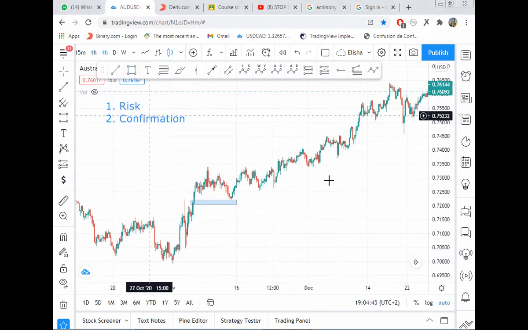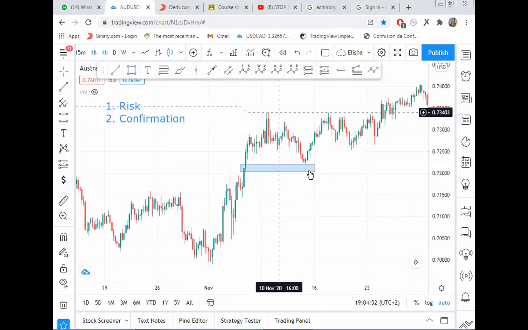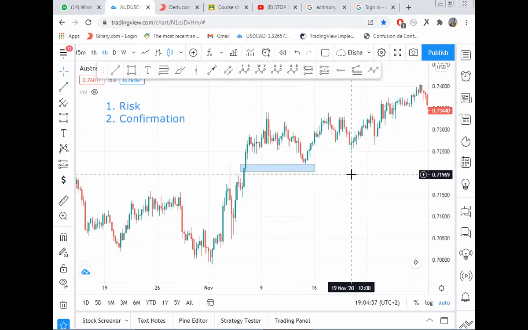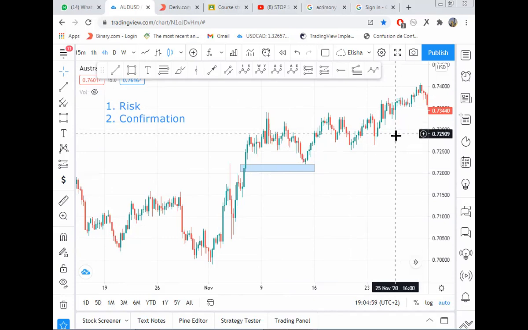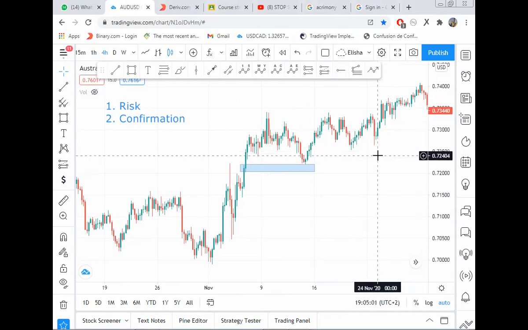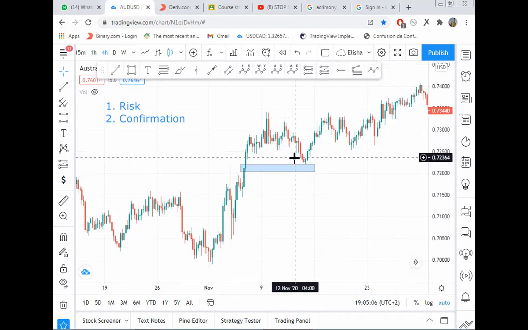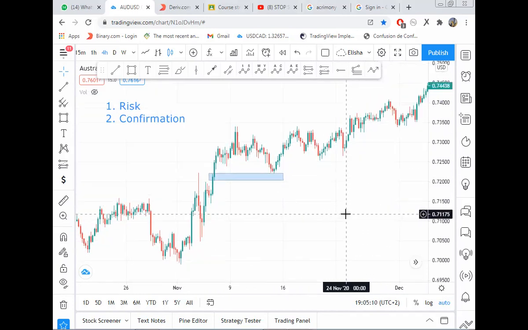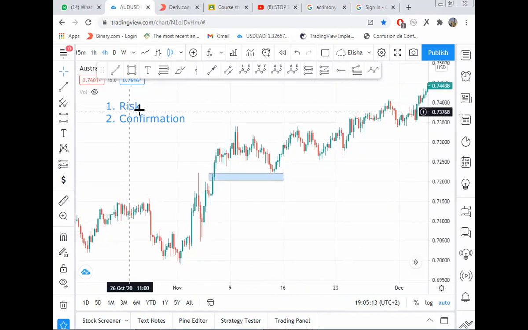Then we've got a confirmation entry. For a confirmation entry, we actually wait for price to come to the order block. And then when it comes to the order block, we look for a specific pattern, right? Or a shift in market structure. Then we draw another order block and do a risk entry there. So those are the two types of entries that we have, right?